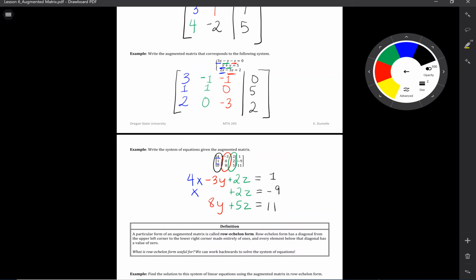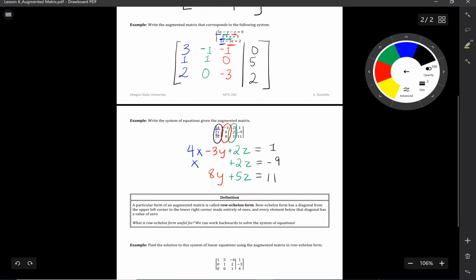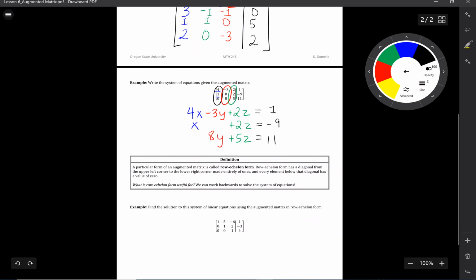So there's a particular form of an augmented matrix. It's called a row echelon form. We will learn more about this later on. But a row echelon is special. It has a diagonal form, which means that it has a special diagonal from the upper left corner to the lower right corner made entirely of ones. So we have an example down here. A row echelon matrix has this diagonal right here consisting of ones from the upper left corner to the lower right. And below that, I only have zeros. So we can see in this example, below our ones, we only have zeros here.